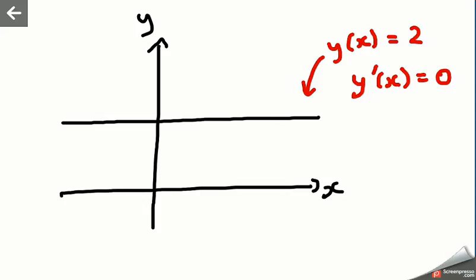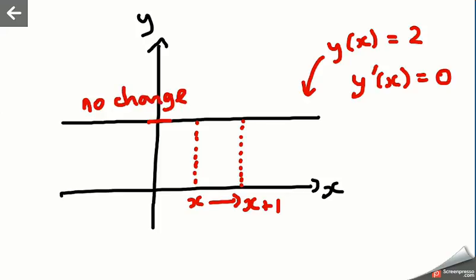Well, yes, it does. Because if I take any point x, and if I increase it by 1 unit, x plus 1, how much has my function y of x changed by? Well, y of x hasn't changed. No change. So in fact, the rate of change at all values of x has to be 0, because y doesn't change when x increases by 1, no matter where x is.